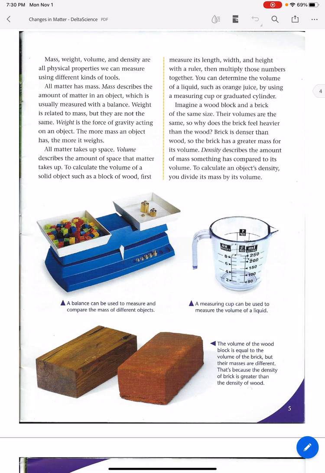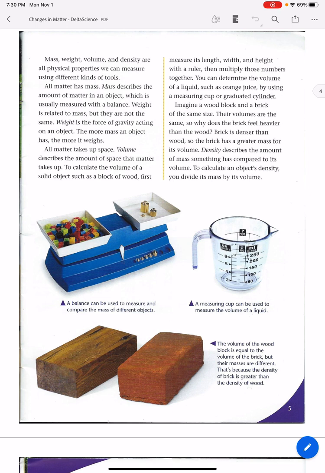Imagine a wood block and a brick of the same size. Their volumes are the same. So why does the brick feel heavier than the wood? Brick is denser than wood, so the brick has a greater mass for its volume. Density describes the amount of mass something has compared to its volume. To calculate an object's density, you divide its mass by its volume.